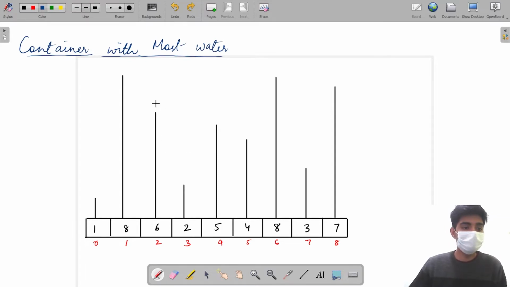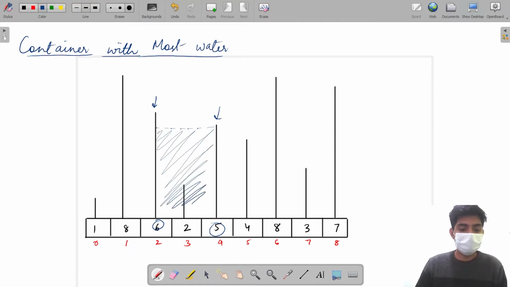So let's say I choose this line and this line. Okay, if I choose 6 and 5, so if I fill this completely with my water, right, I will get a container like this, or I will get a container with something like this capacity. If I try to fill this more, it is going to overflow. So this will only be my capacity.